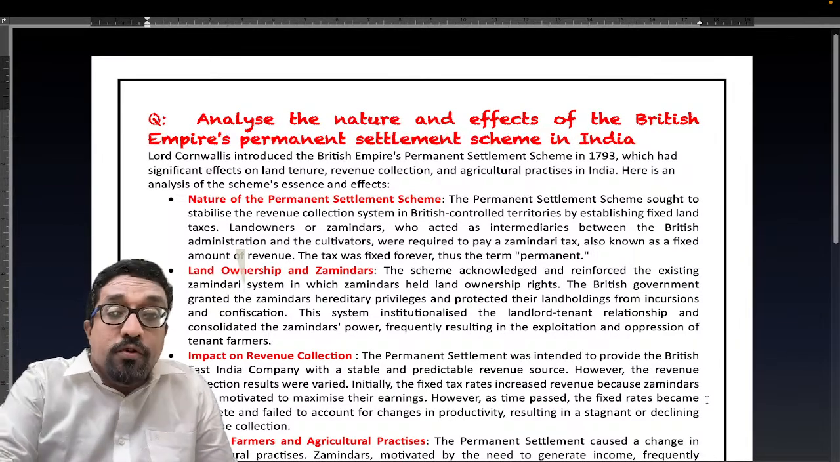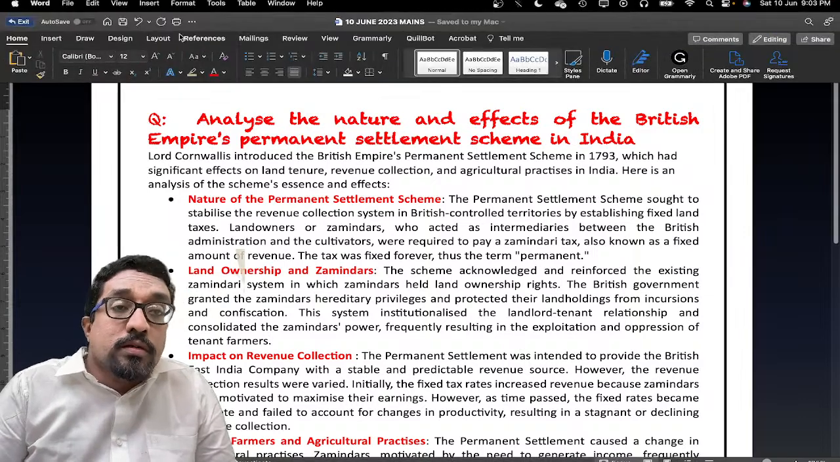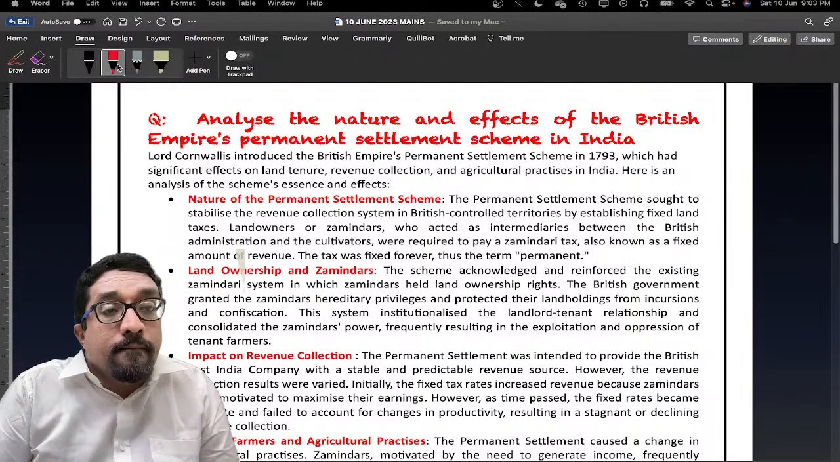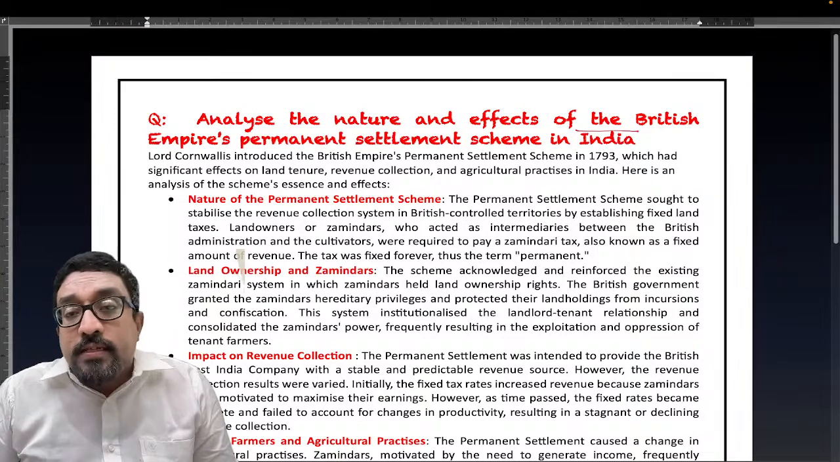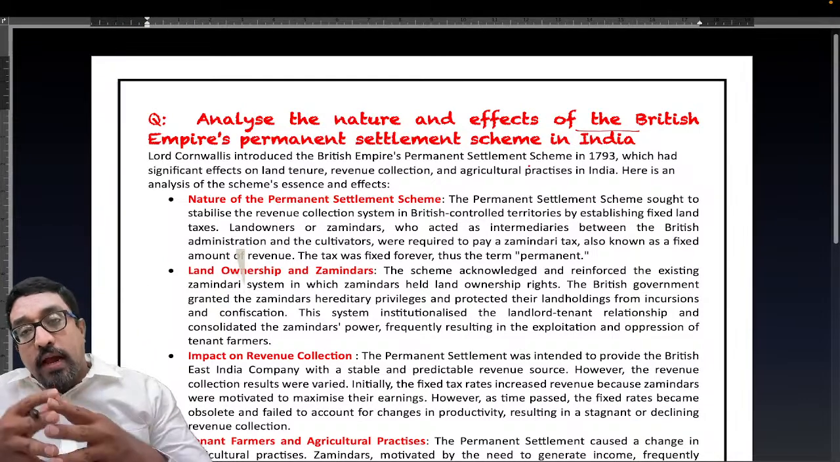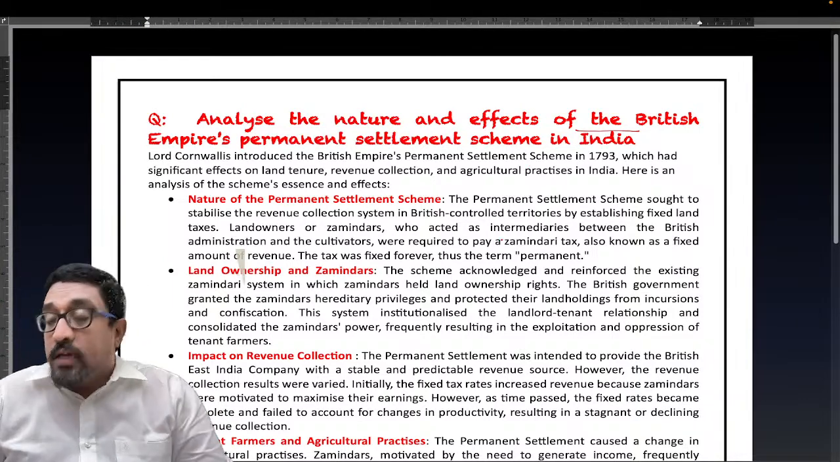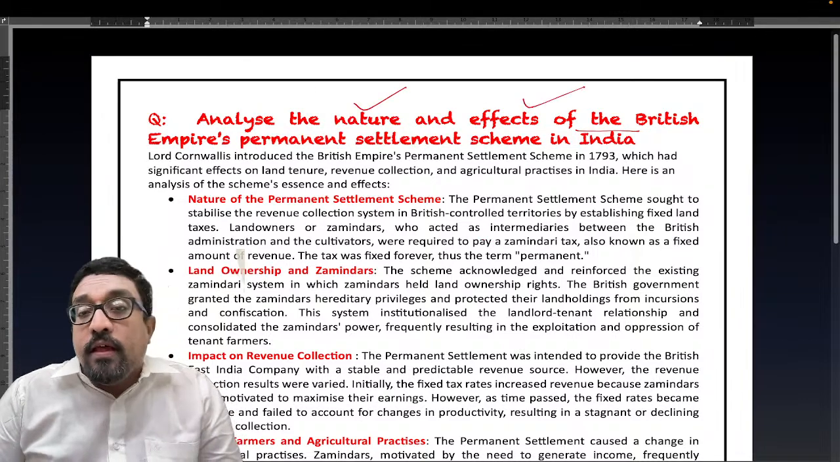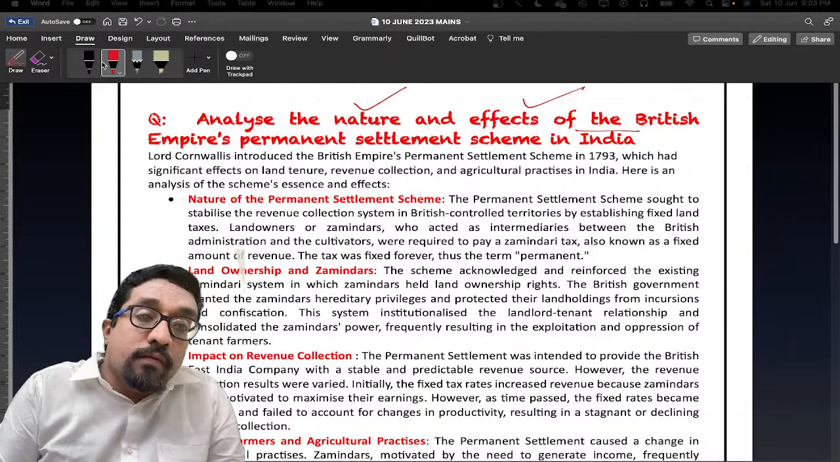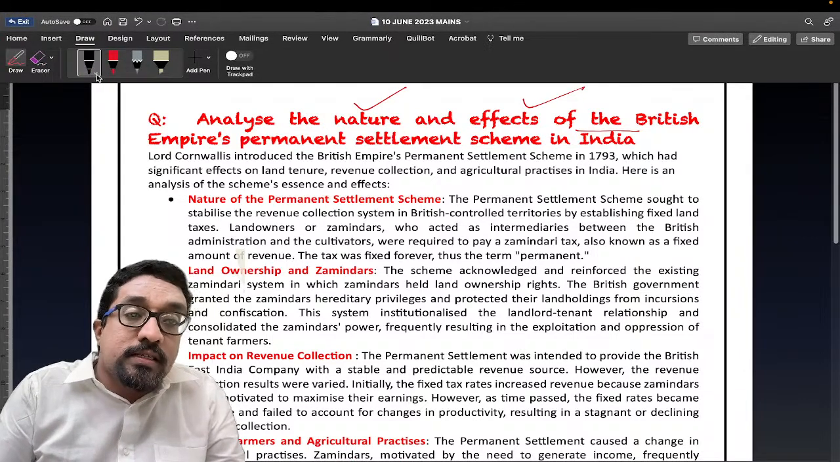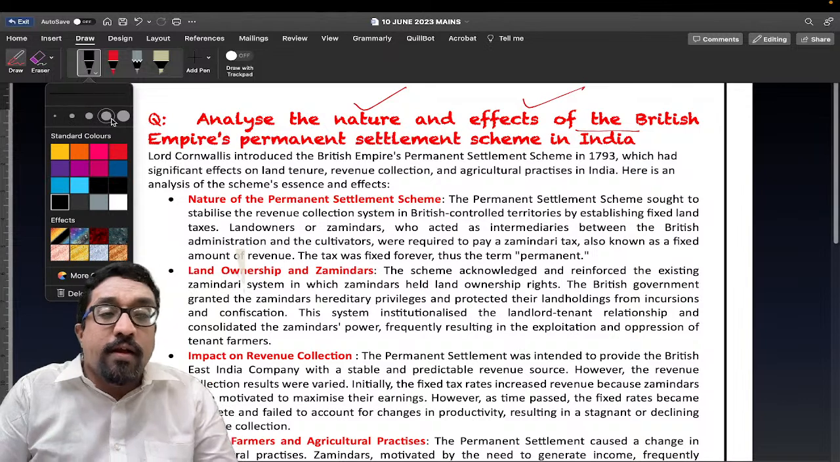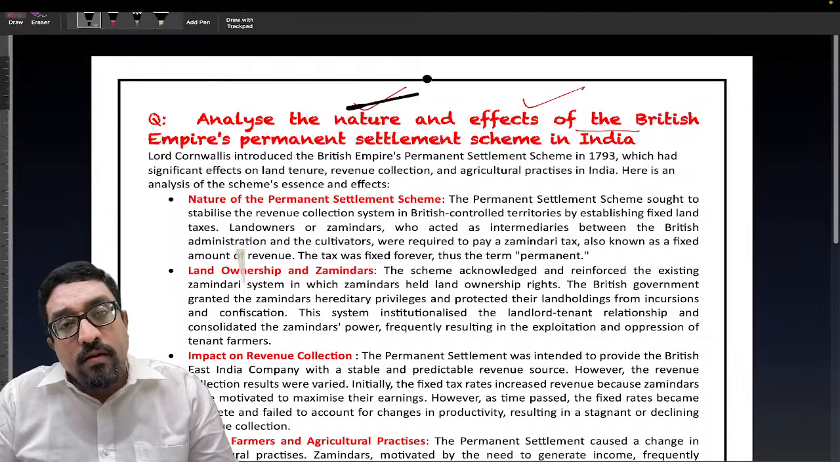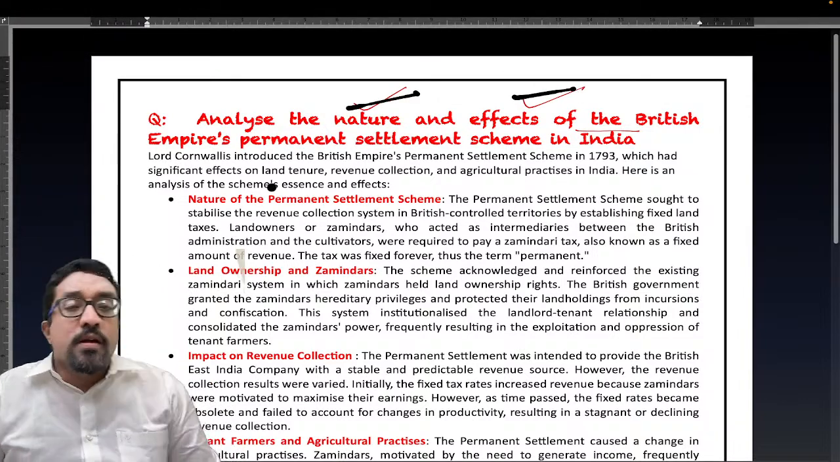See, the question that I gave you today in the morning was: analyze the nature and effects of British Empire's permanent settlement scheme in India. So there were two parts: the nature of permanent settlement and the effects of permanent settlement that you have to discuss. Right? So nature and the effects.